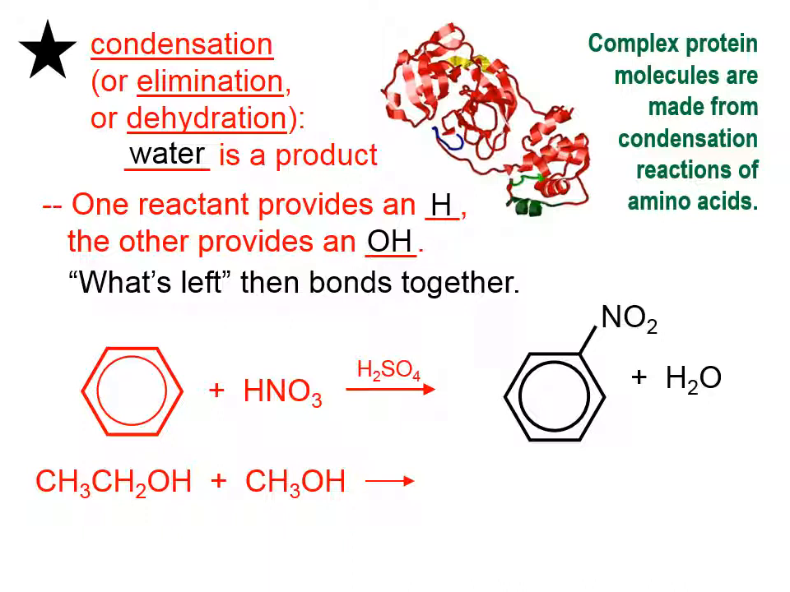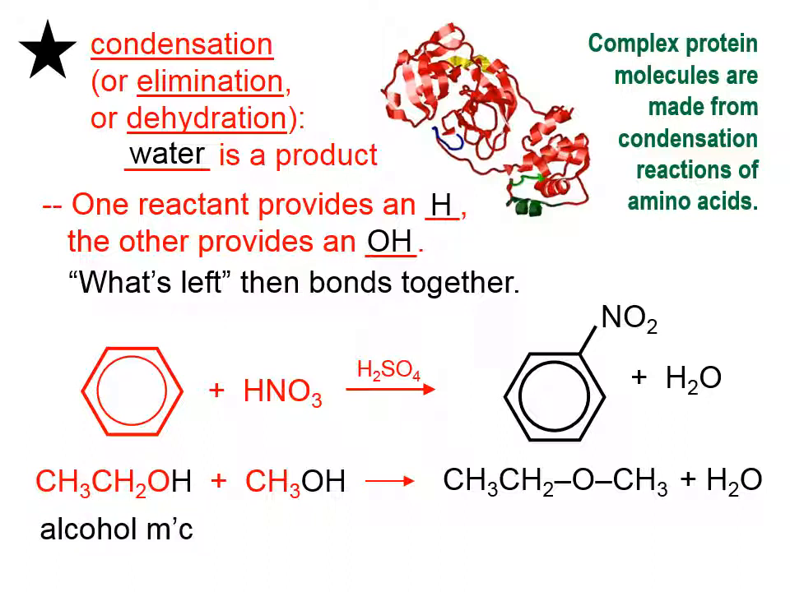Let's try this reaction down here at the bottom. One of these will provide an H, the other will provide an OH. It doesn't necessarily matter which provides which, but we're definitely going to get water, and then you can see that what's left is going to bond together to look something like that. You might recognize this molecule in the lower left as an alcohol, and the one next to it is also an alcohol. And when two alcohols react together in a condensation reaction, you obviously get water, and you also get an ether.